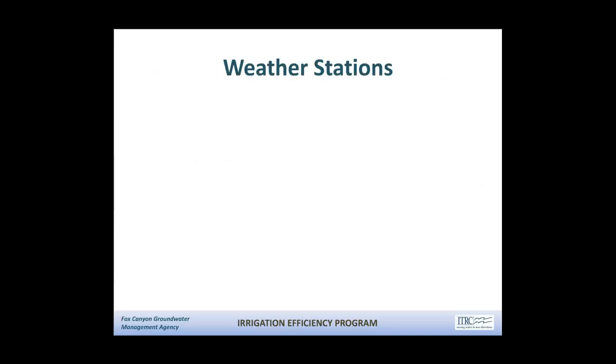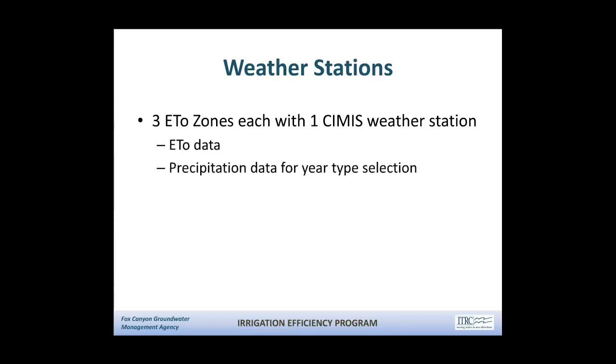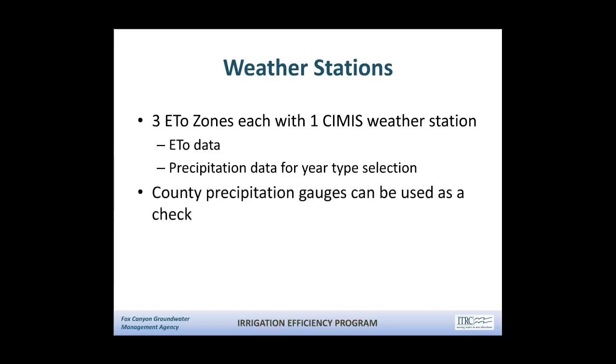As a final step in the process, ITRC recommends that the GMA continue to use the CIMIS stations located in each of the ETo zones. The California Irrigation Management Information System, or CIMIS for short, maintains weather stations throughout the state. Hourly, quality-controlled data from each station is sent to a centralized location once per day and is freely available to the public. Important information to collect from the stations are ETo data and precipitation data, which can be used for rainfall year type selection. The rainfall year type will be determined by GMA and published at the end of each calendar year. County precipitation gauges can also be used as a check. There are quite a few precipitation gauges operated within the GMA.